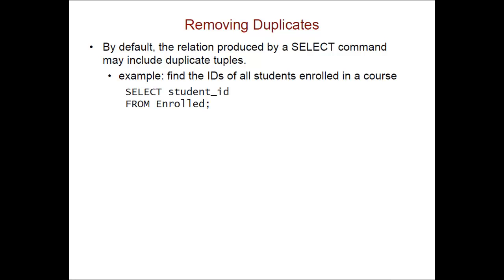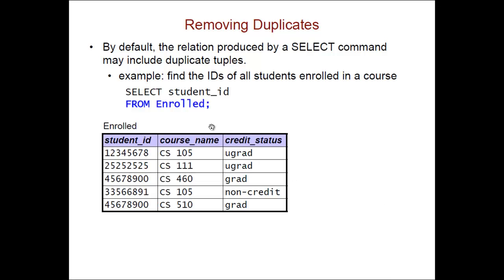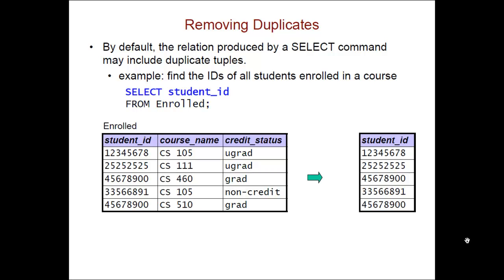For example, let's say we're trying to find the ID numbers of all students who are enrolled in a course. Well, using the enrolled table of our university database, we start with this entire table because we've listed it in the from clause. We don't use a where clause because we want all of the rows in the enrolled table. Applying the select clause gives us just the student ID column. And so that is what we would get if we just ran this query, the original version. And as you can see, students who are enrolled in multiple courses are going to show up multiple times.